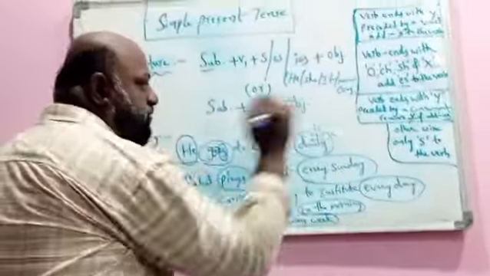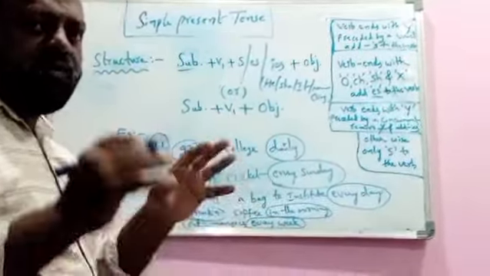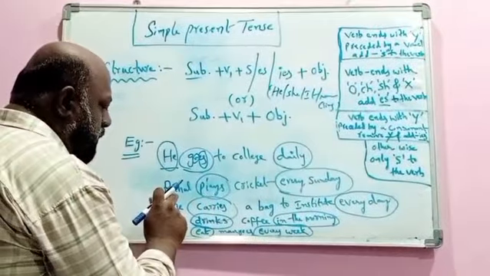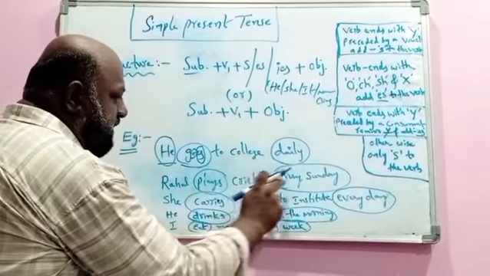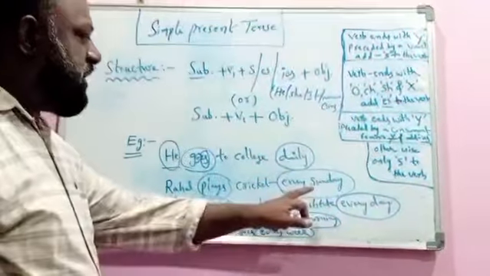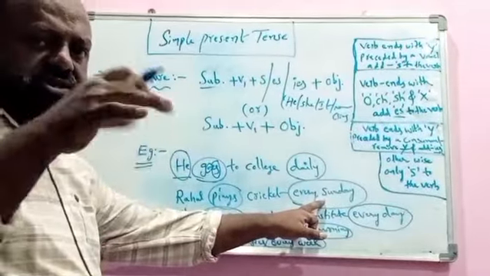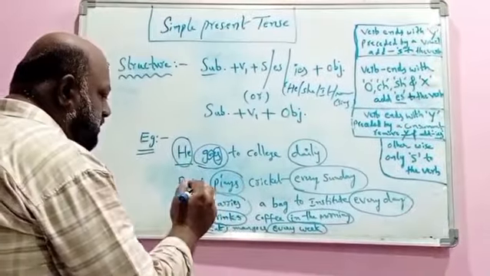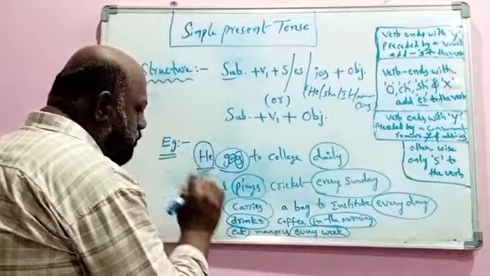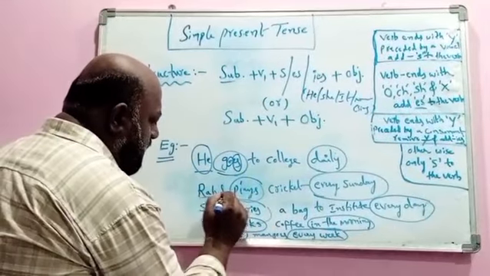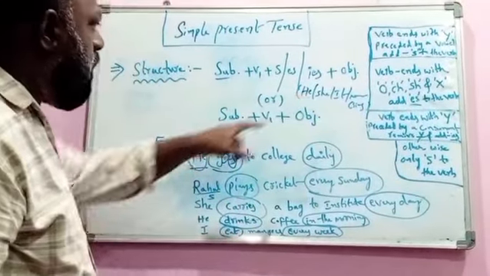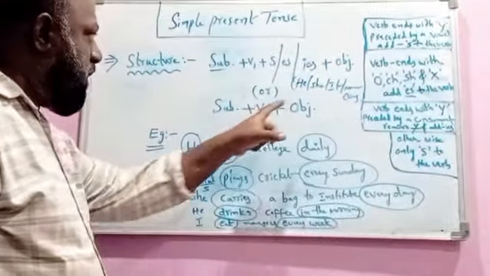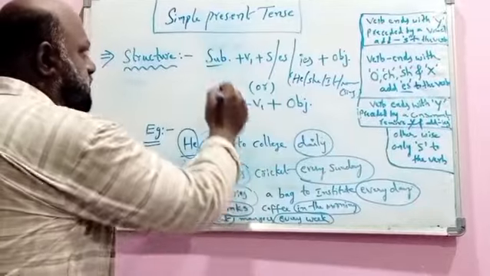Here daily is the adverb used as a clue for identifying that the given sentence is in simple tense. Thereafter, second example: Rahul plays cricket every Sunday. Here every Sunday is the clue for identifying that the given sentence is in simple tense. Now what do we have to do? Now do the sentence structure. What is the subject here? Rahul. Rahul is a noun. A noun in singular means third person singular number.